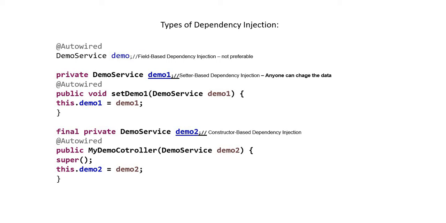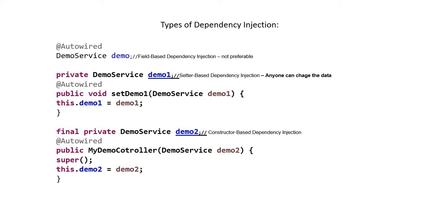Hi. One of the fundamental concepts in Spring is dependency injection: how it works, the types of dependency injection, and how we can make use of autowiring in Spring. So, what is dependency injection?